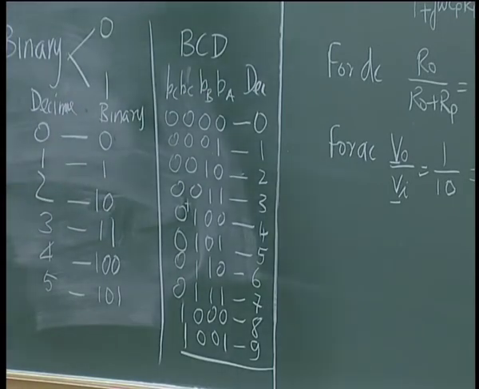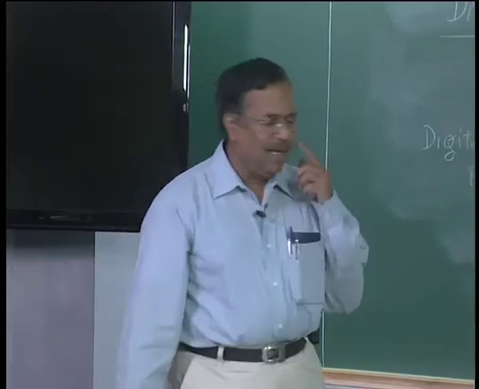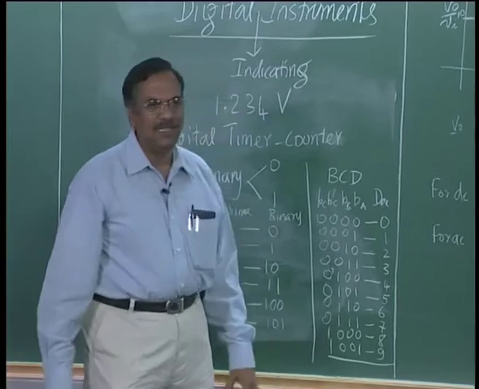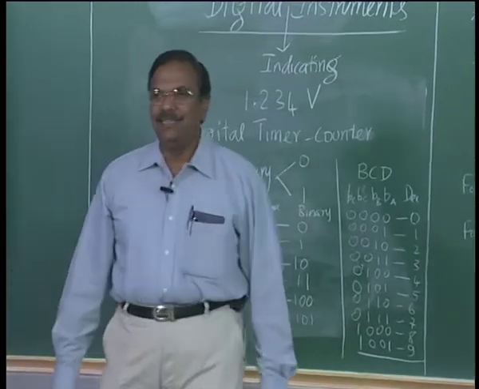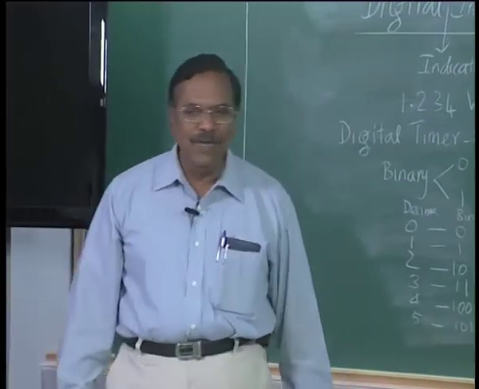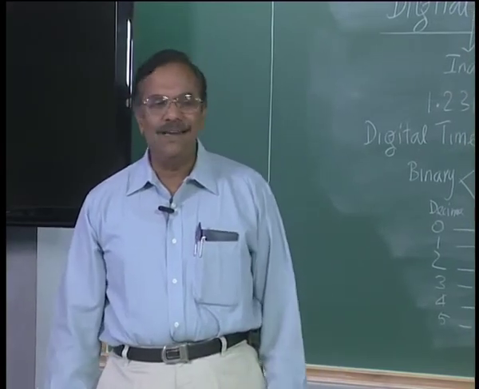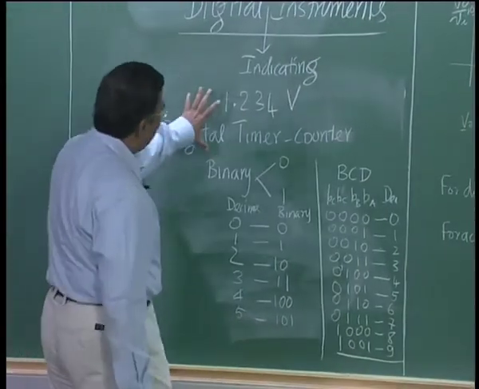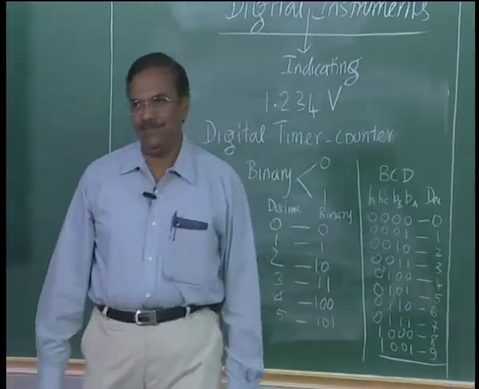So, with 4 bits I can represent all the 10 symbols 0 to 9, and any digital system operates on this principle. Of course, if it is pure binary, I can go to 1010, which will be 10 in decimal, 1011 would be 11 in decimal, or we can go to hexadecimal and start saying 9 A B C D E F. But because these are indicating instruments for human consumption, we always operate on the BCD.